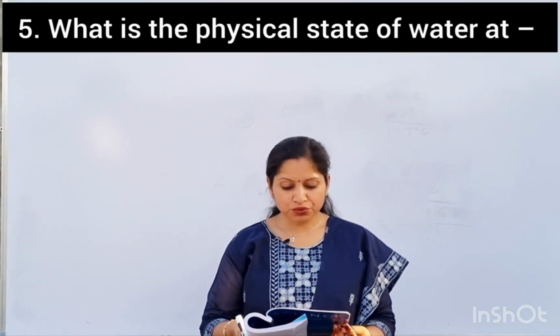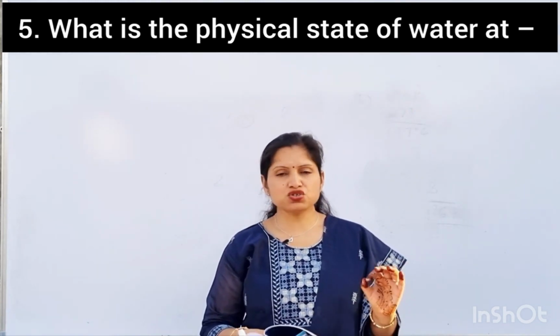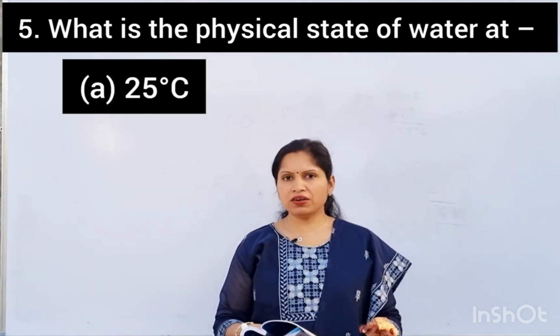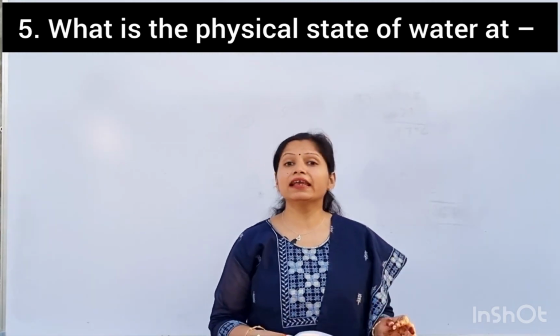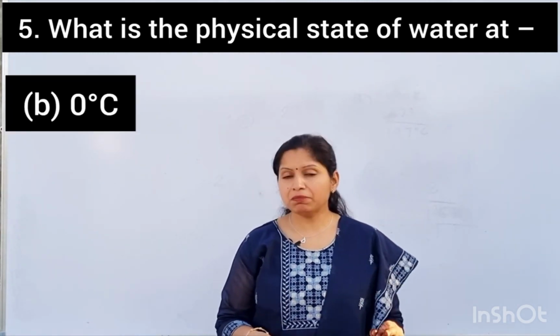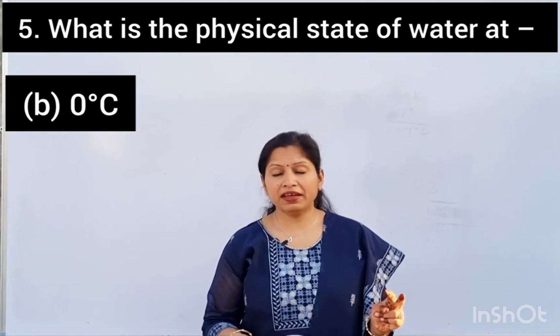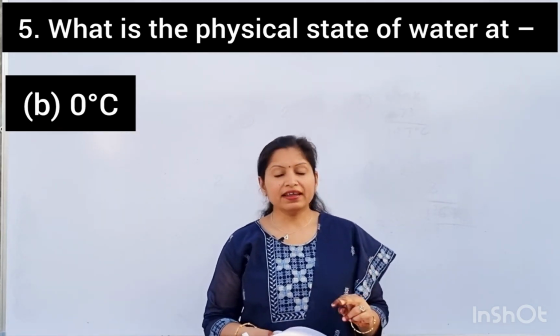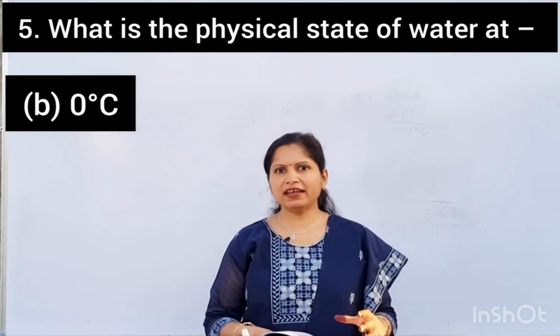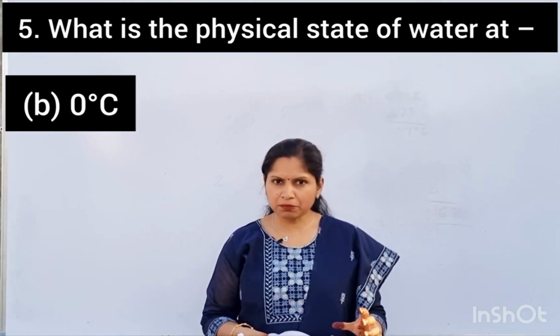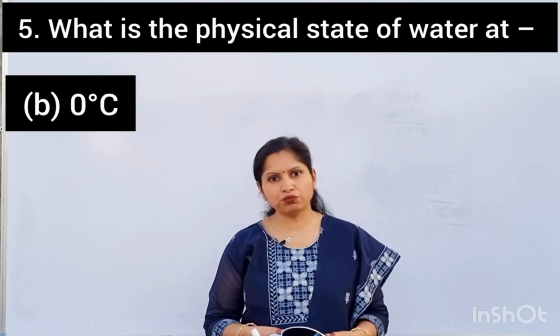Question number 5. What is the physical state of water at 25 degrees Celsius? 25 degrees Celsius पे water का क्या phase रहेगा? That will be liquid. 0 degree पे पानी, both will be having both solid as well as liquid state. 0 degree एक intermediate temperature है, that is the melting point as well as the freezing point of water.